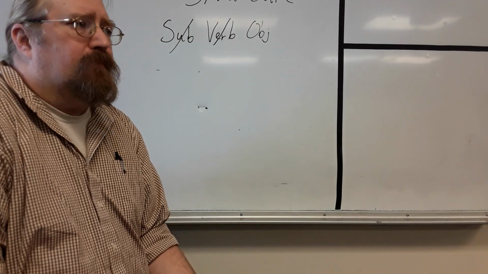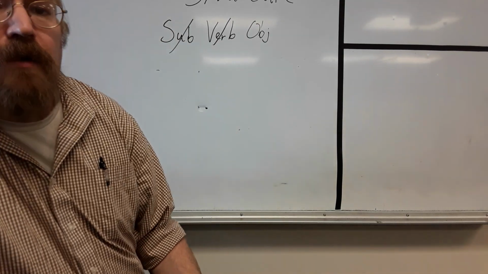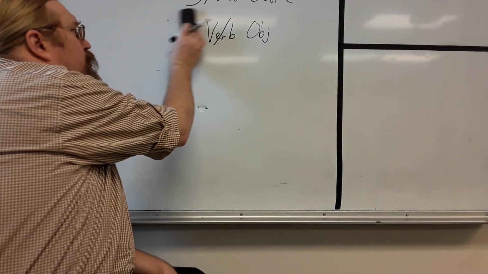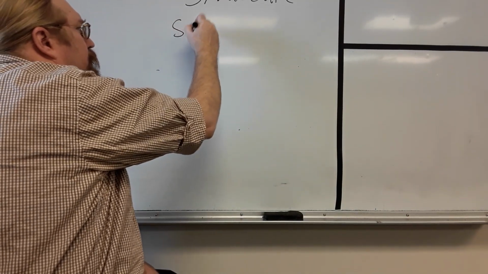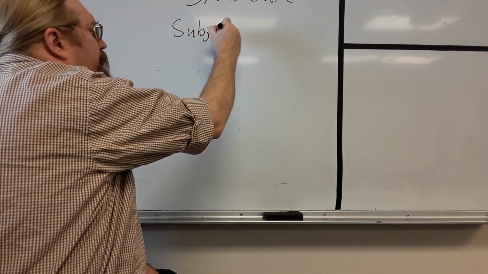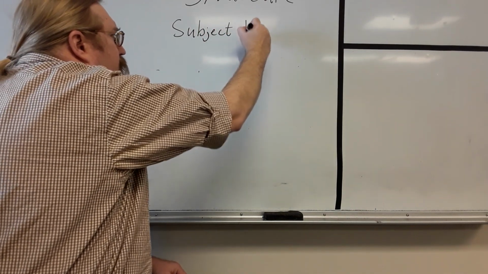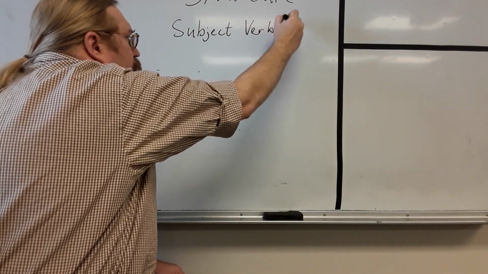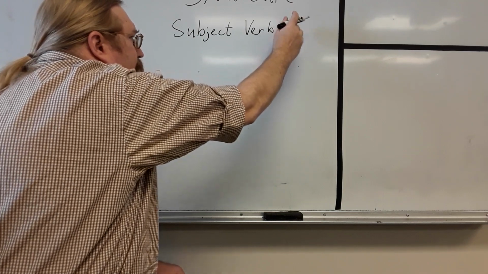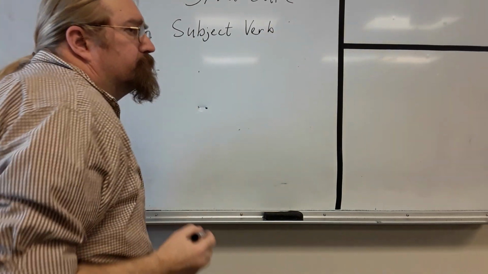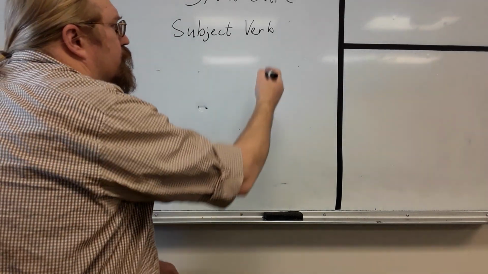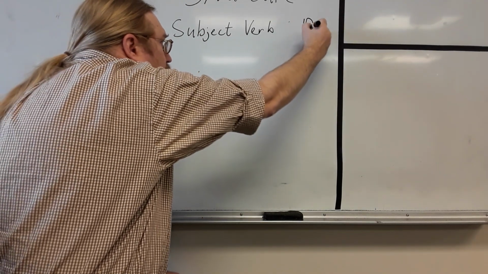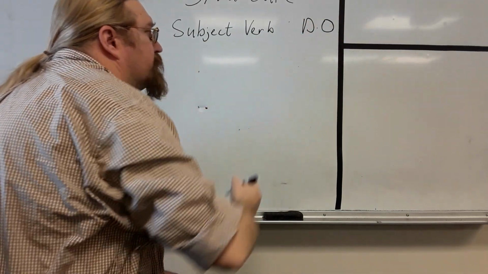But there's some things to realize with sentence structure that we haven't talked about before that you're going to be encountering and learning about in these lessons, okay? So you've got subject, verb, and then you've got what we call the direct object and the indirect object. So the direct object is what receives the action.